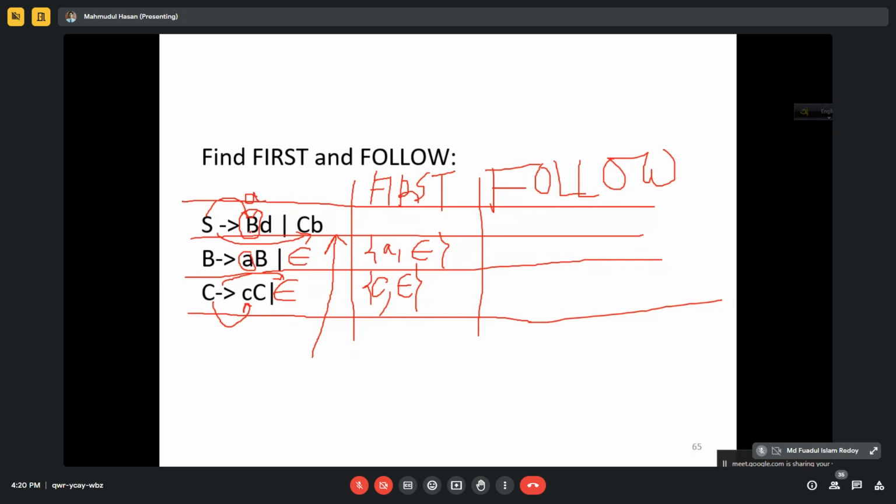Just a minute. You are trying to find first of S, but you got non-terminal B. So you need to find out first of B, and first of B you already calculated, that is a and epsilon. That means you need to replace this B with first of B, that is a. So a D. So a will be the first value of S, is it?